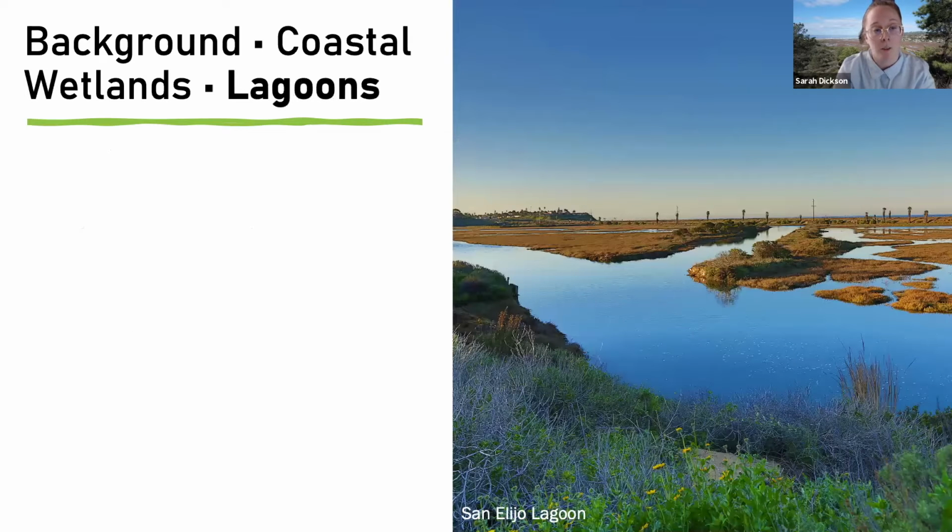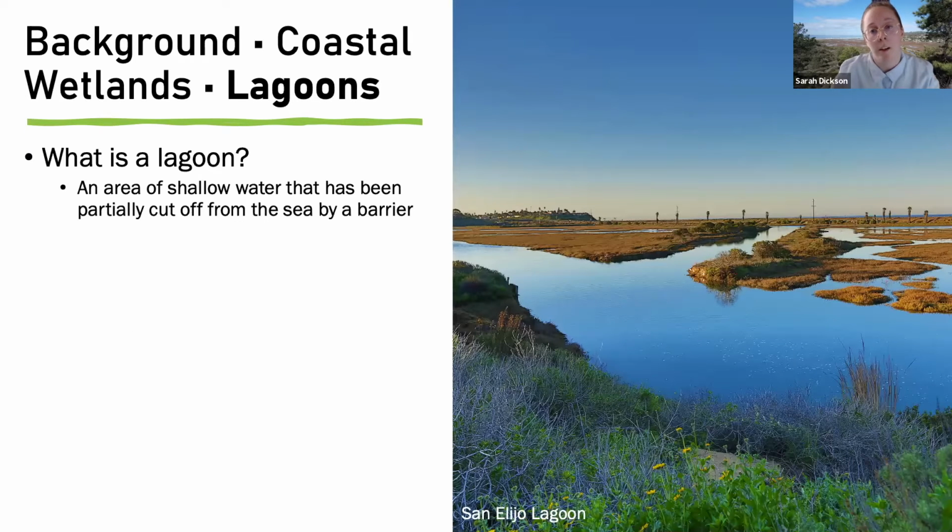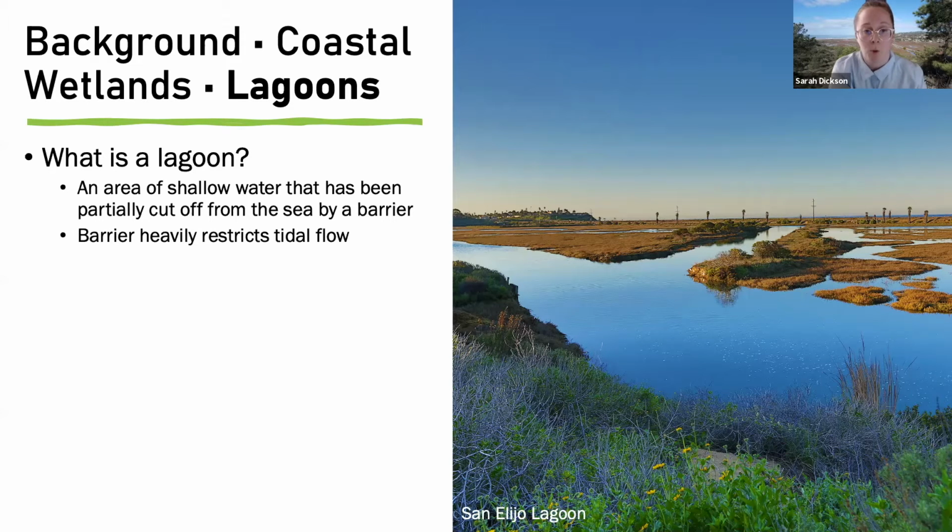What is a lagoon? A lagoon is an area of shallow water that has been partially cut off from the sea by a barrier. The primary difference between a lagoon and an estuary is that the barrier heavily restricts tidal flow, while an estuary can be more open to the tides. Lagoons also do not always have a river or fluvial source, whereas estuaries do.